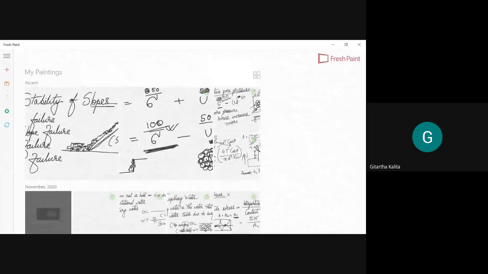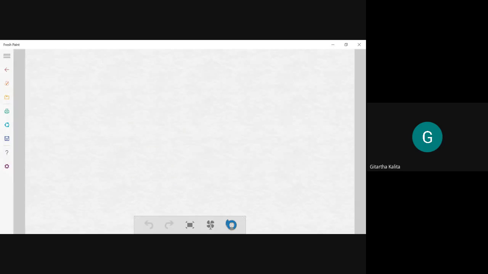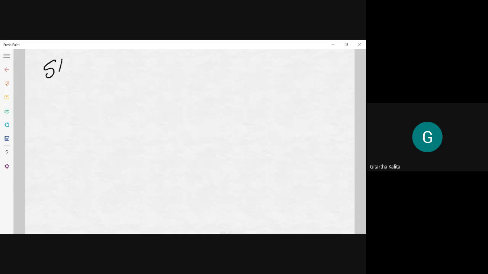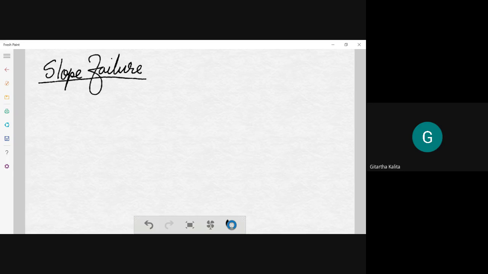For that, let me take a new screen. Any doubt in between, you can ask. I think the screen is okay now. Is the screen visible now? Okay. So the first one is the slope failure. The screen gets blacked out when it gets minimized, and it got minimized by mistake. That's why you might have seen it blacked out. So, slope failure, toe failure, base failure.